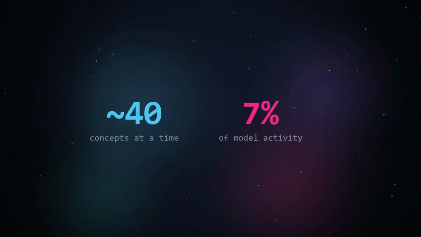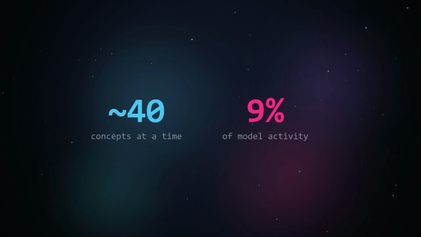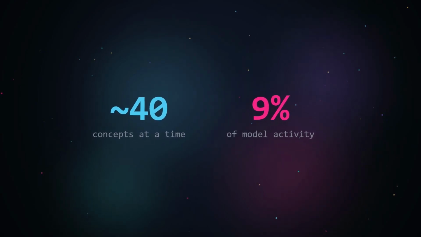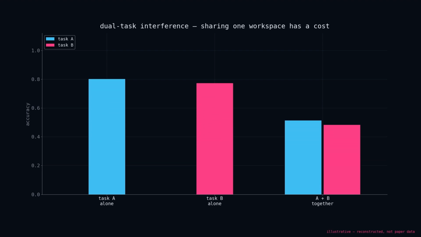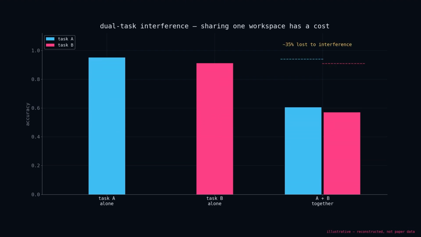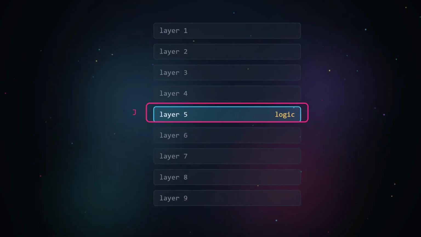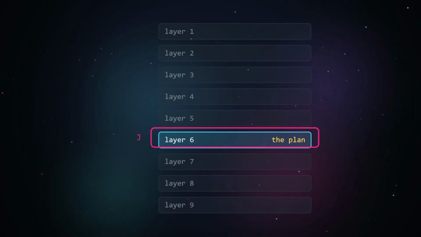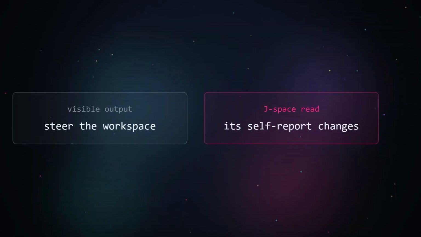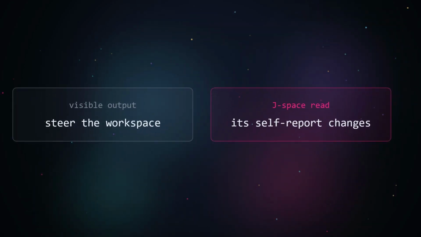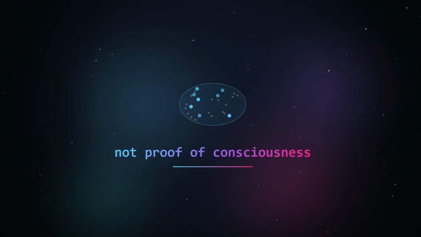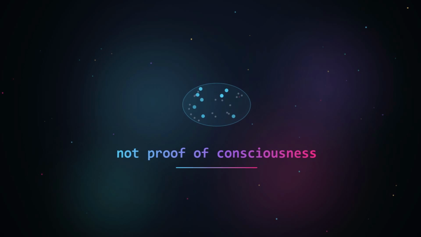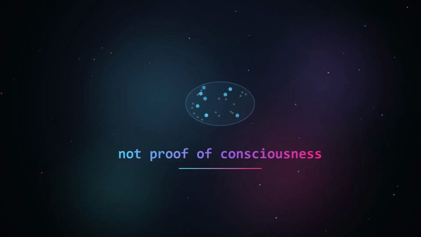The workspace has a tiny capacity, only a few dozen items at a time, much like human working memory. Make the model juggle two things at once and they interfere just as they do in people. You can summon a concept into the workspace on demand and watch it light up. Steer the workspace and the model's own report of what it's thinking changes with it. So to be clear, this is a functional parallel to a theory of consciousness, but not proof that the model is conscious. So here's the whole arc in one breath.